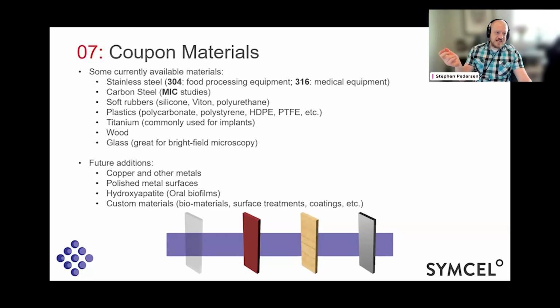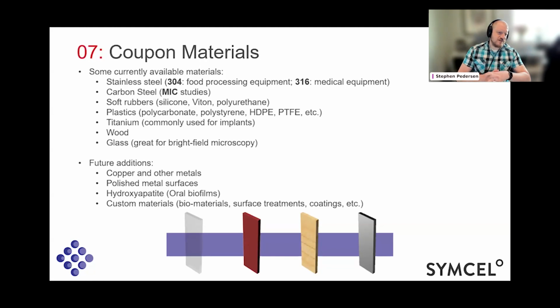We have some plastics right now, polycarbonate, polystyrene, HDPE, PTFE, which is Teflon. We do have a titanium available in Ti6Al, which I believe is a grade 23 titanium, commonly used for implants and prosthetics. We have a wood available, which is super cool. Most of our reactors, we don't have an easy way to make a wood coupon, but in this format, we were able to create a wood coupon, which is available right now on our website. And then, of course, we have a glass, which is a pretty standard surface for biofilm research and allows for bright field microscopy as well.